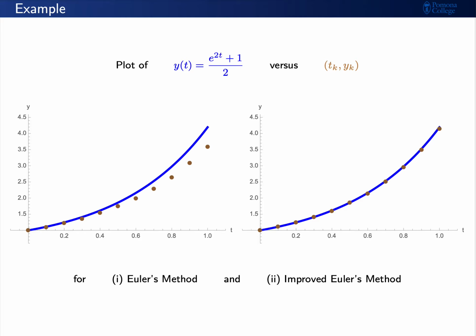You can really see that Euler's method does have an error that seems to creep along as the points, as k increases. Whereas for the improved Euler's method, we seem to be doing much, much better of following along the actual graph. This means that the improved Euler's method seems to have a much, much smaller error compared to Euler's method.